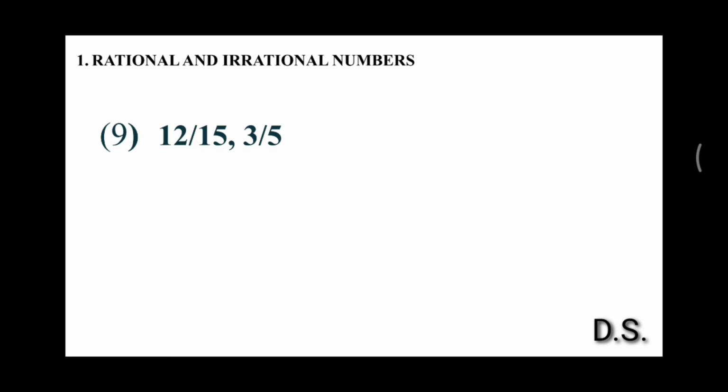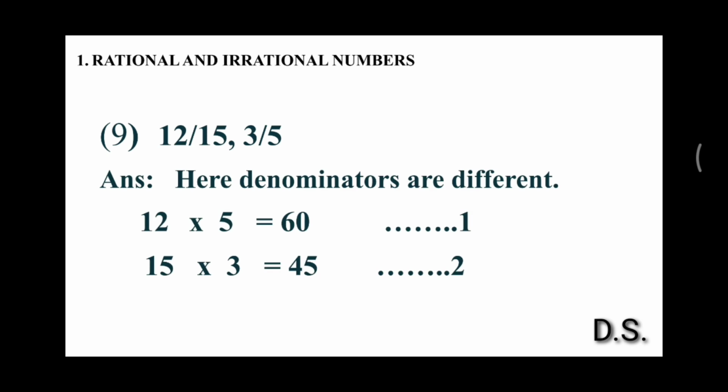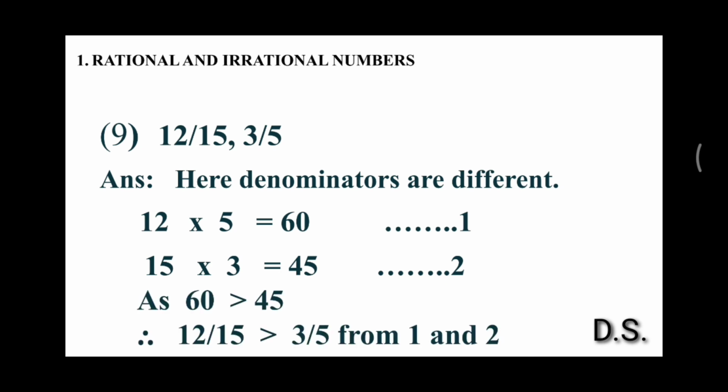Ninth question. 12 upon 15 and 3 upon 5. Here denominators are different. Multiply 12 and 5. Product is 60. 15 and 3. Product is 45. Compare 60 and 45. 60 is greater than 45. Therefore, 12 upon 15 is greater than 3 upon 5.